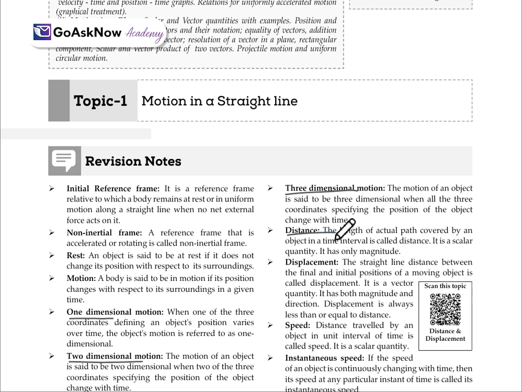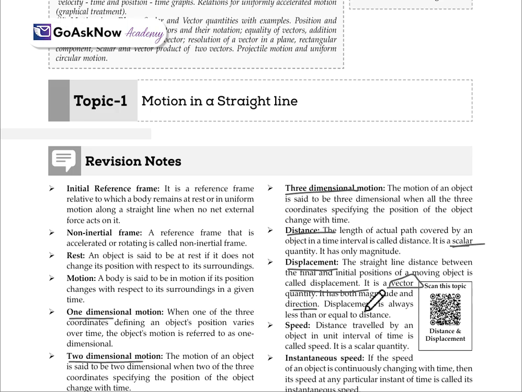Distance. What is distance? The length of the actual path covered by an object in a time interval is called distance. It is a scalar quantity. What are scalar and vector quantities? Firstly, a scalar quantity only has magnitude. It does not have any kind of direction. Then it's a scalar quantity. And when it has both magnitude and direction, then it will be a vector quantity. Like displacement. The straight-line distance between the final and the initial position of the moving object is called displacement. It is a vector quantity as it has both magnitude and direction.